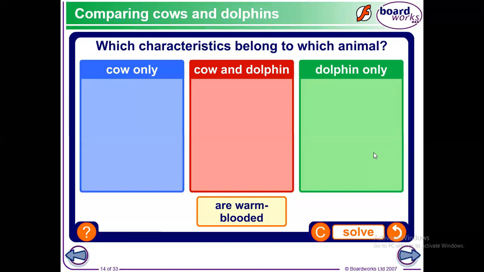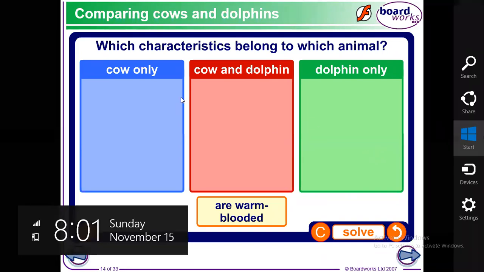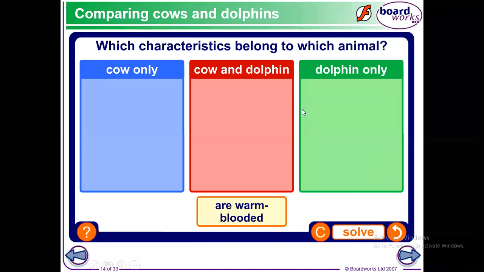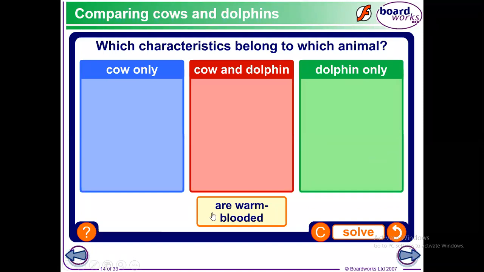Let's look at this one. Which characteristics belong to which animal? So we will try to take each characteristic from here and put it in different categories. So we have here cow only, dolphin only, or cow and dolphin. Okay, so let's start with warm-blooded.